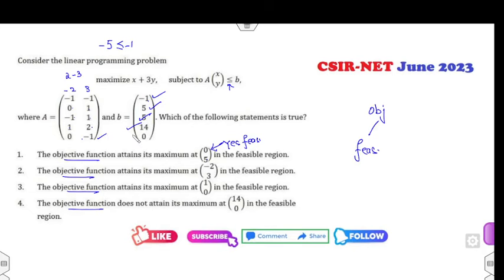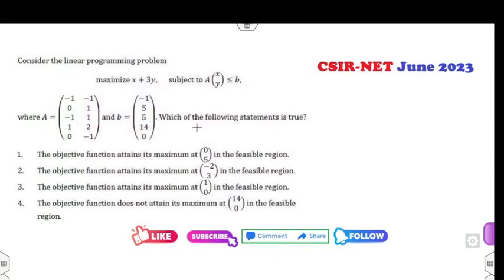1 comma 0, minus 1 less than 1, 1 comma 0, 0 less than 5, minus 1 5, 1, satisfied, all satisfied. 14 comma 0, minus 14 less than 1, satisfied. 0 less than 5, minus 14, satisfied. 14 less than equal to 14, satisfied. All are my satisfied. Now it has a feasible solution.